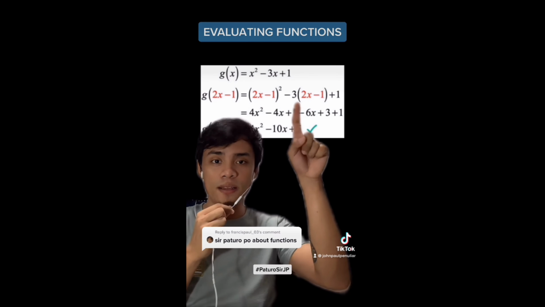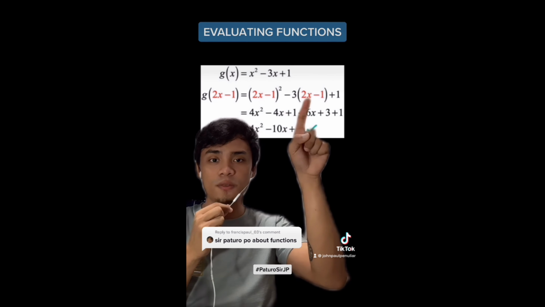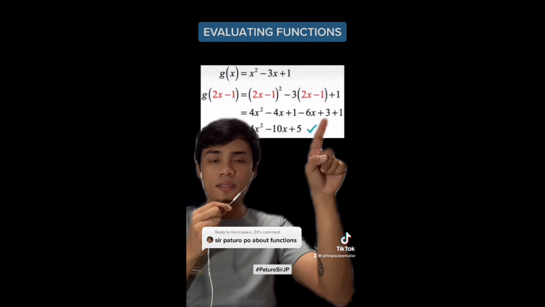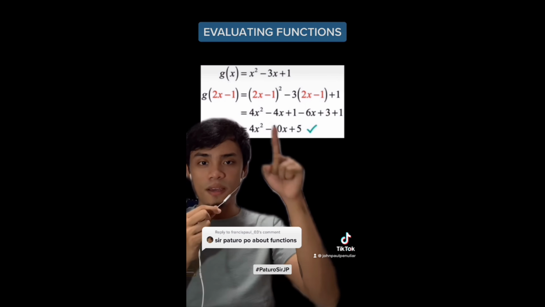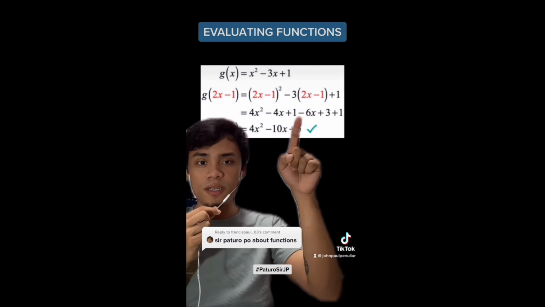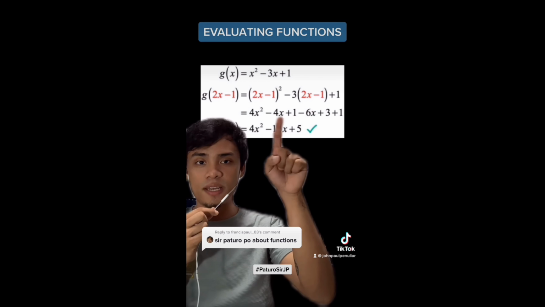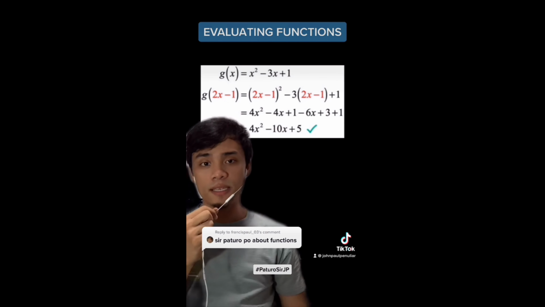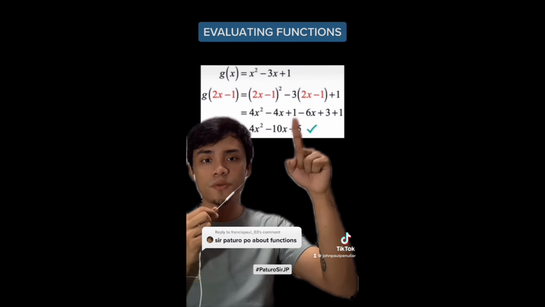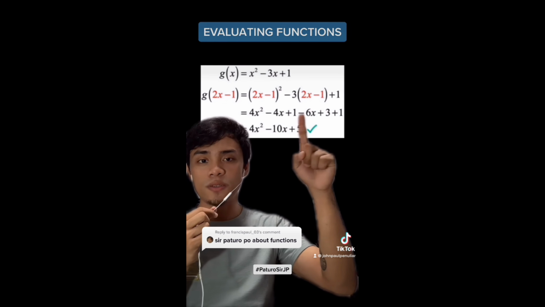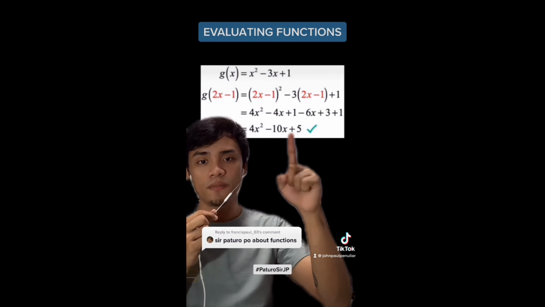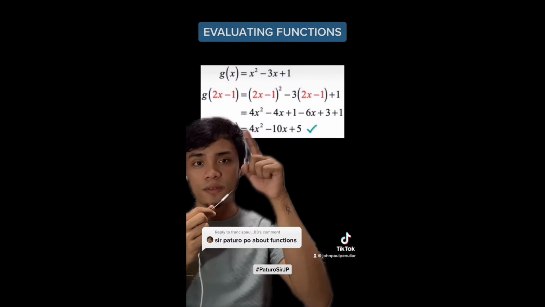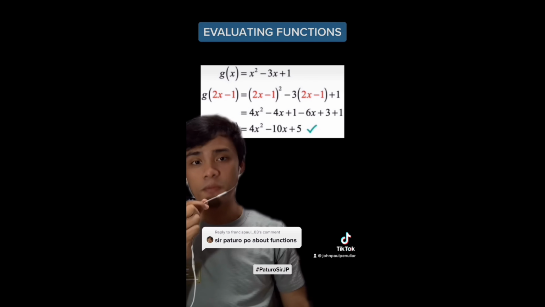Ito naman, distribute lang. Negative 3 times 2x is negative 6x. Negative 3 times negative 1 is positive 3, plus 1. And then, you simplify: 4x squared minus 4x plus 1 minus 6x. Similar terms dyan: negative 4x, negative 6x, kaya naging negative 10x. And then, you have constants: plus 1, plus 3, plus 1. So, 1 plus 3 plus 1 is 5. Itong 4x squared, wala namang ibang similar na x squared dyan. So, the final answer is 4x squared minus 10x plus 5.